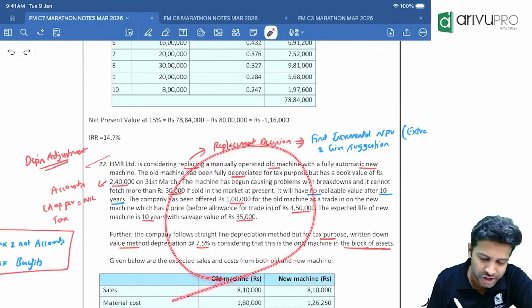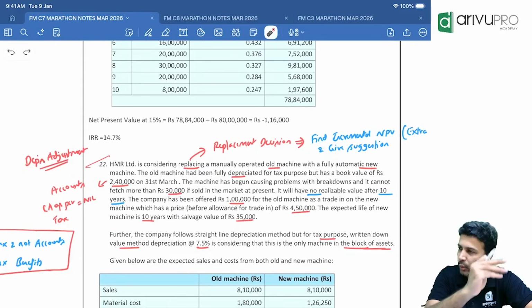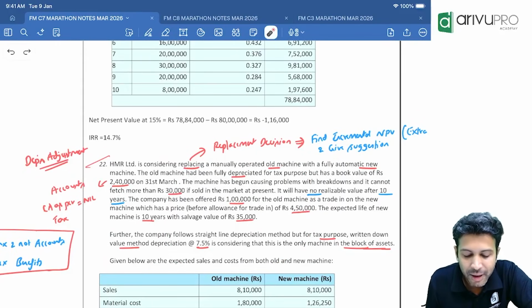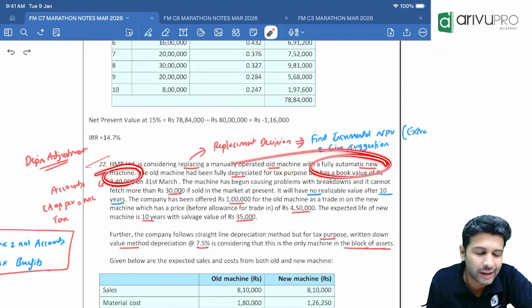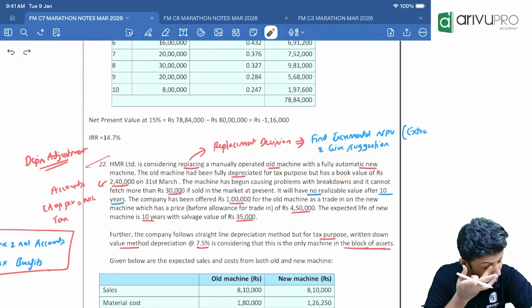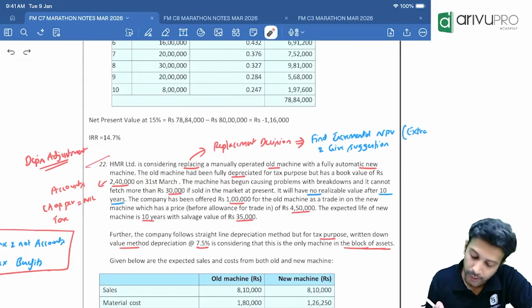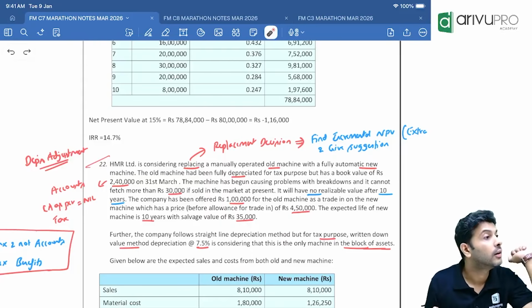It's a study material question only. If you don't have the question, it's fine. Just listen. HMR is considering replacing a manually operated old machinery with fully automated new machinery. This we call a replacement decision. The old one you are replacing with a new one.